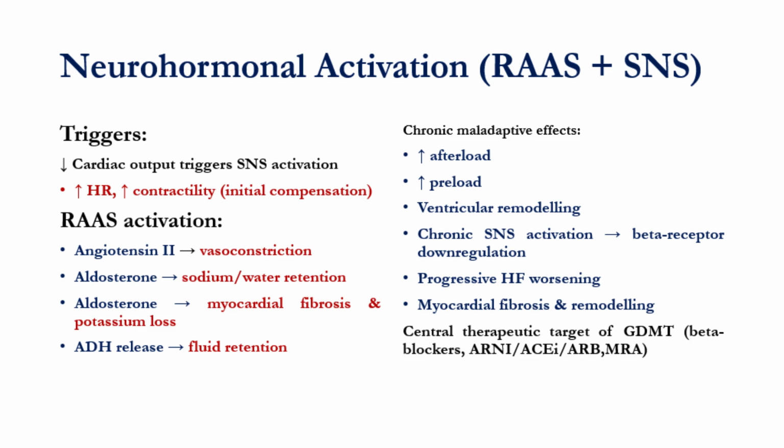When cardiac output declines, the body interprets this as inadequate perfusion and activates several compensatory pathways. The sympathetic nervous system increases heart rate and myocardial contractility, while the RAS pathway generates angiotensin II and aldosterone, causing vasoconstriction and fluid retention. Antidiuretic hormone further contributes to water retention. Although initially beneficial, persistent activation increases preload and afterload, promotes myocardial fibrosis, and accelerates ventricular remodeling. This neurohormonal activation is therefore a major therapeutic target in modern heart failure management.